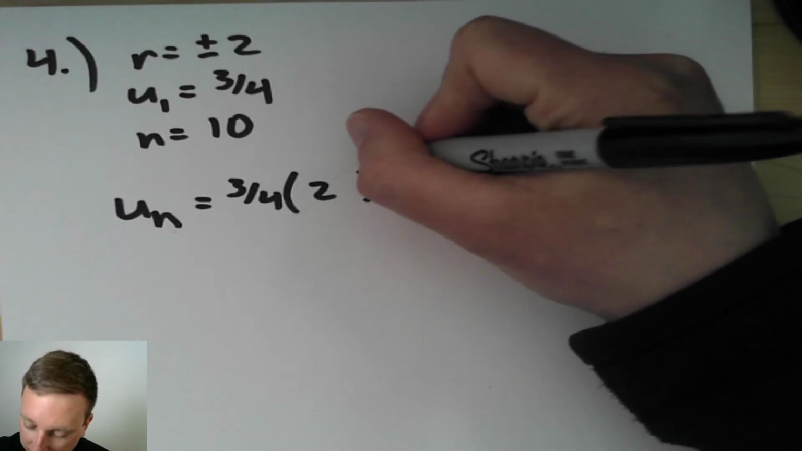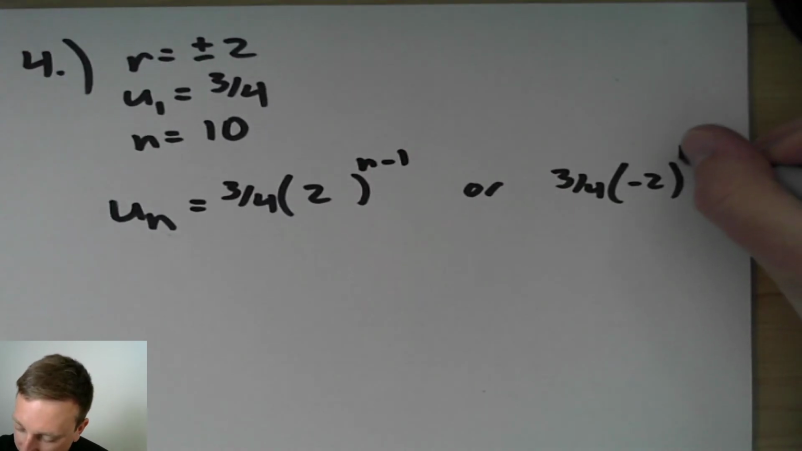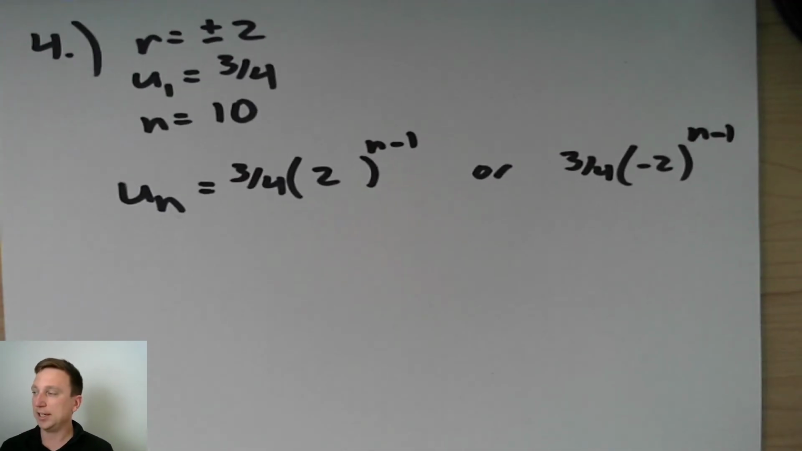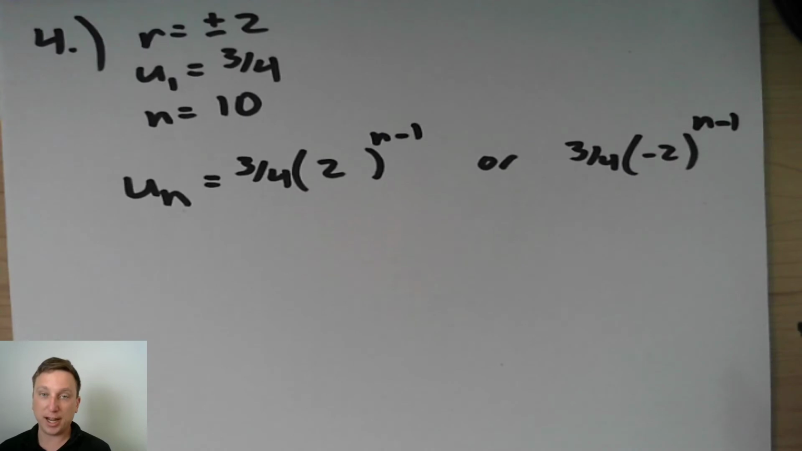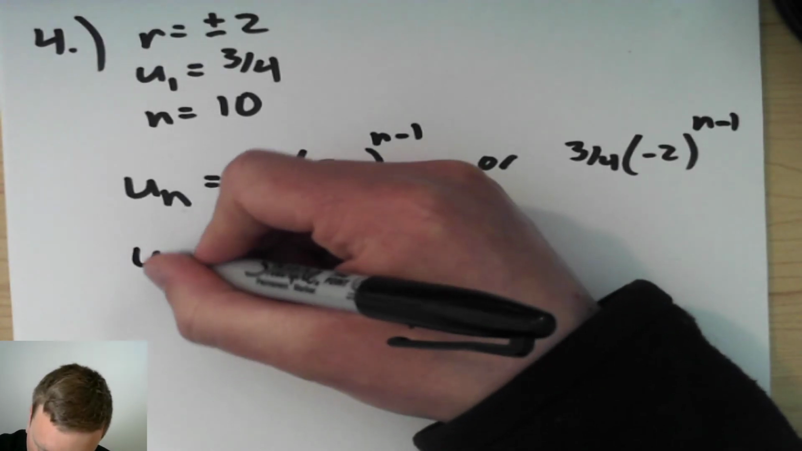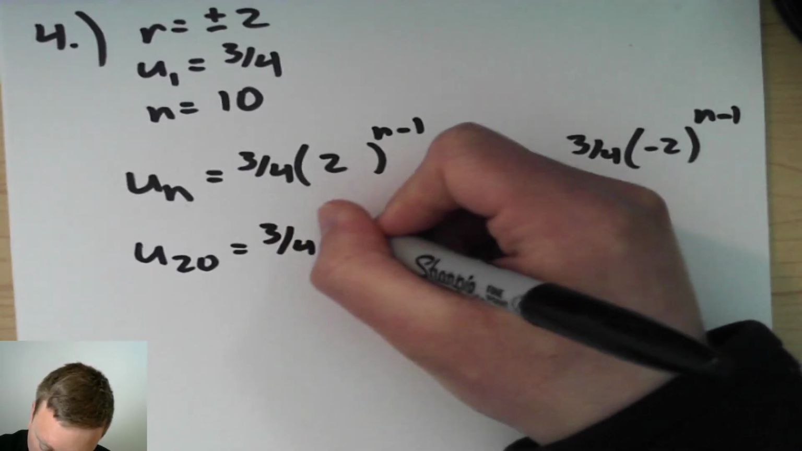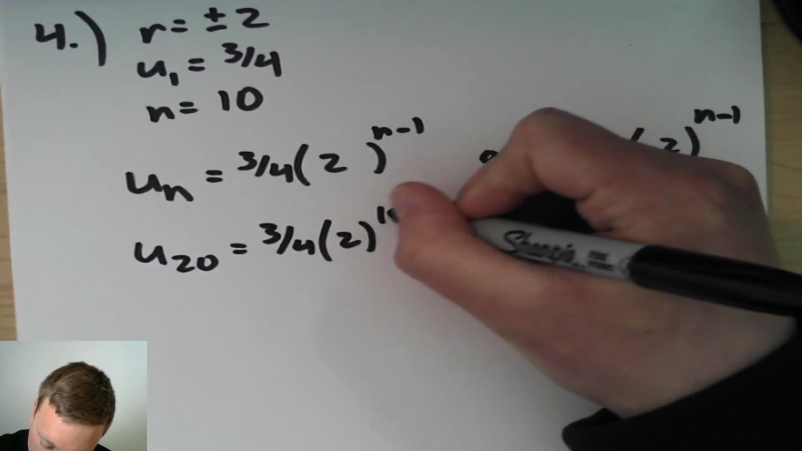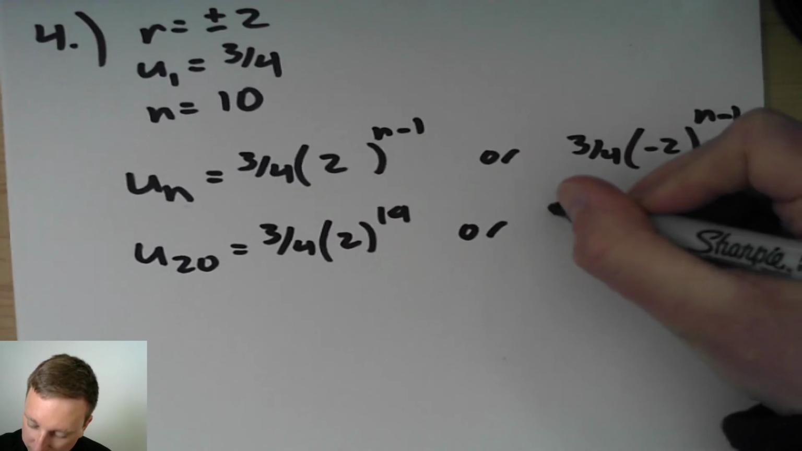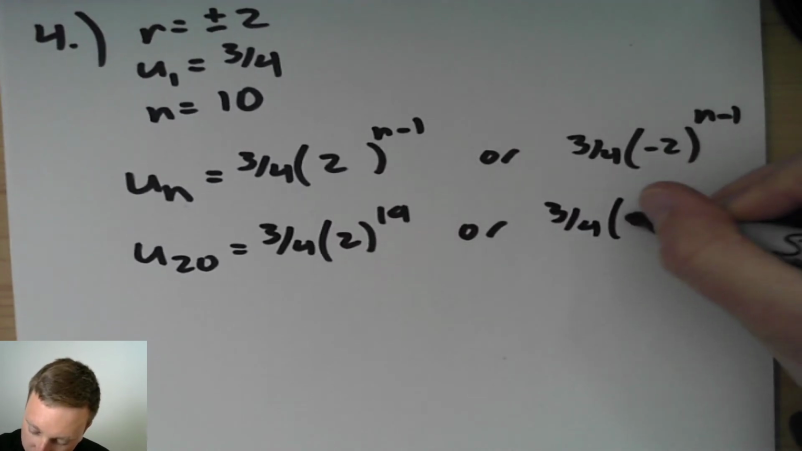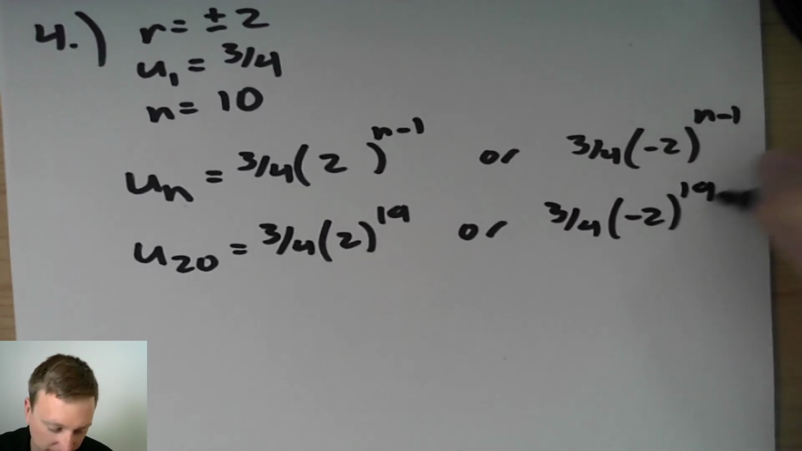So we're going to multiply n minus 1 times, and in this case we want to find it when n is 20. So to find the 20th term of this sequence, I start at 3/4 and I multiply by 2 19 times, or I start at 3/4 and I multiply by negative 2 19 times.